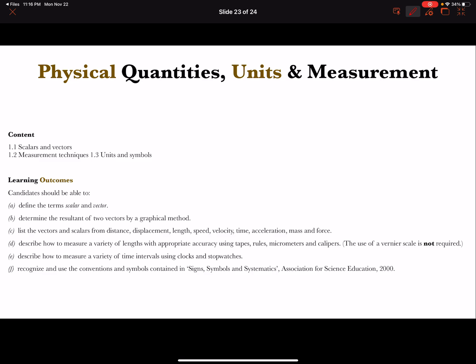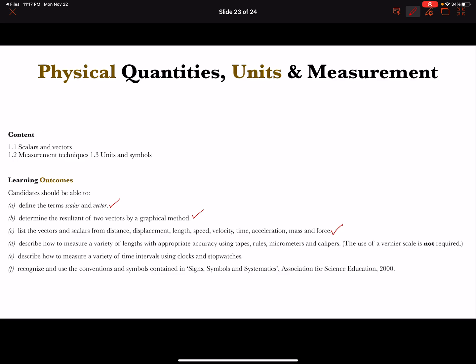All right. So now that we've covered the first chapter, physical quantities, units, and measurement, let's briefly overview the learning outcomes and see if we've learned all of them. Define the terms scalars and vectors, check. Determine the resultant of two vectors by a graphical method, check. List the vectors and scalars from distance, displacement, length, speed, velocity, time, acceleration, mass, and force, check.